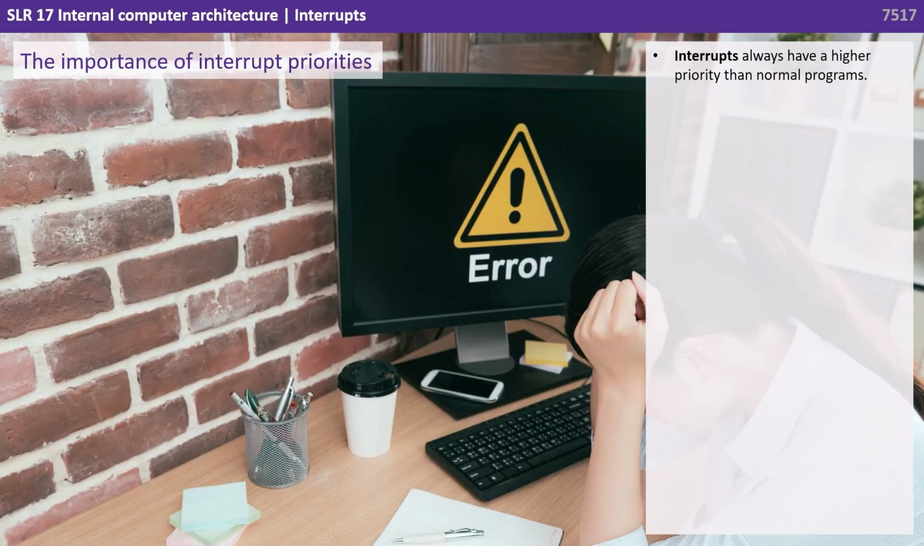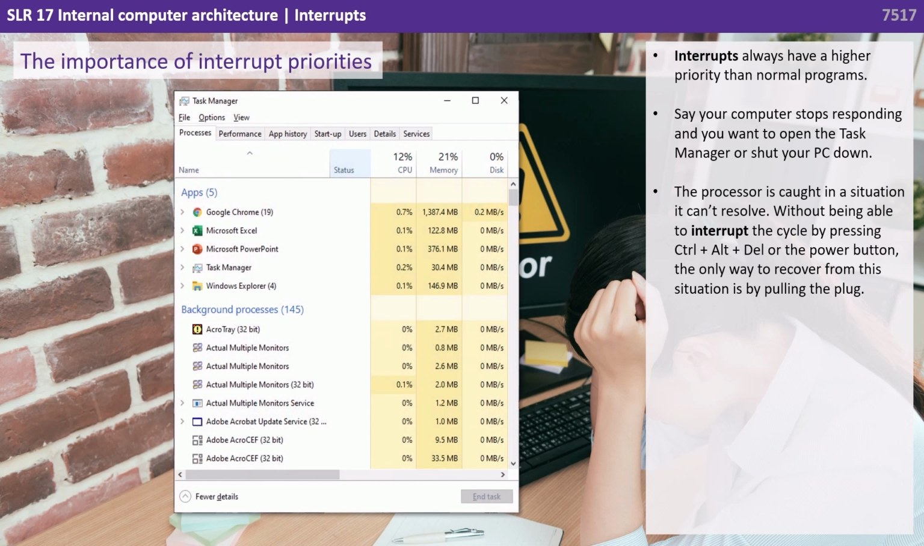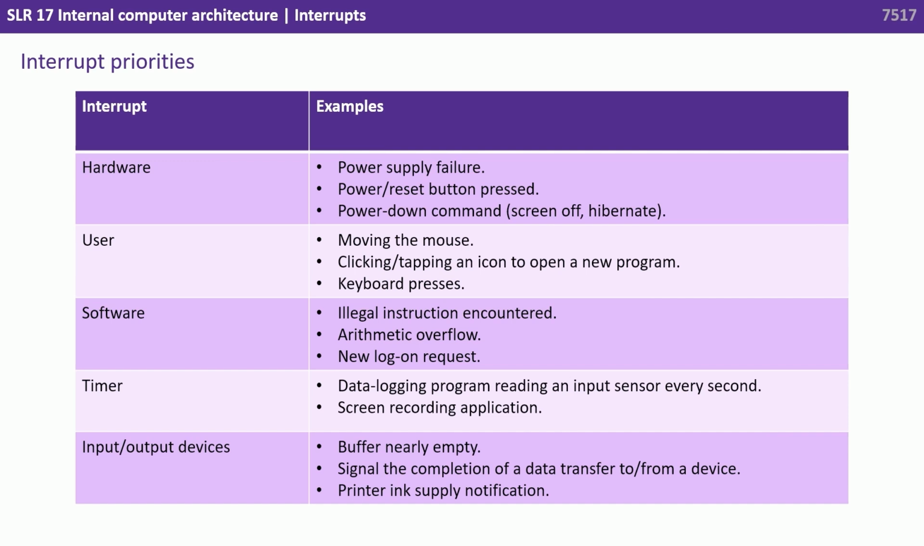So as you probably noticed, interrupts always have higher priority than normal programs. Say your computer stops responding and you want to open the task manager or shut your PC down. The processor is caught in a situation it can't resolve. Without being able to interrupt the cycle by pressing Ctrl-Alt-Delete or the power button, the only way to recover from this situation is by pulling the plug. This means that different interrupts have different priorities. And although you don't need to memorize these, here are some examples of various interrupts and their priorities. Some of the top priorities, or the most severe ones, are examples of power failures.